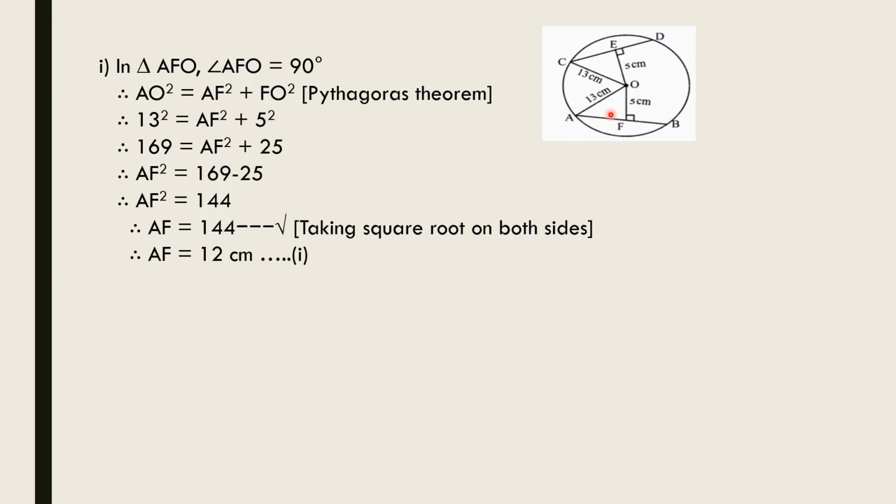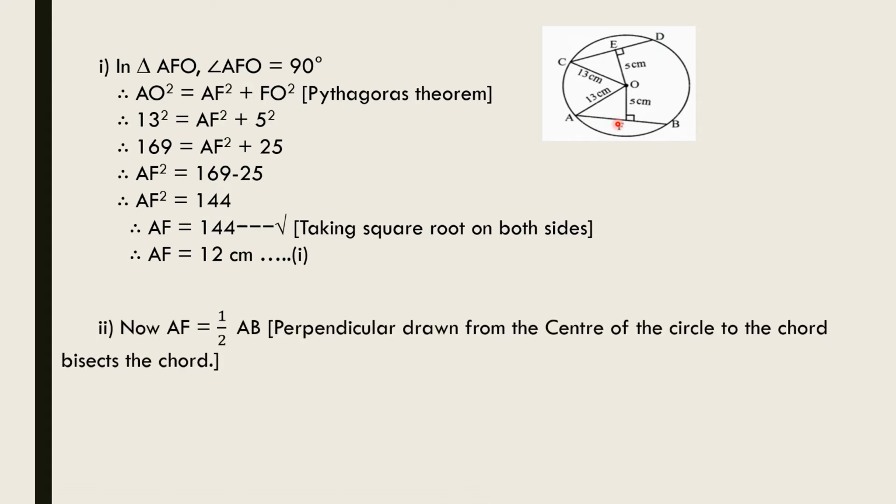In this figure, AF is equal to 12 centimeters. And you have already known that the perpendicular drawn from the center of the circle to the chord bisects the chord. Therefore, AF is equal to half into AB. Therefore, 12 is equal to 1 by 2 into AB from equation 1. Therefore, AB is equal to 12 into 2, which is equal to 24 centimeters. That is, in this figure, AB is equal to 24 centimeters.